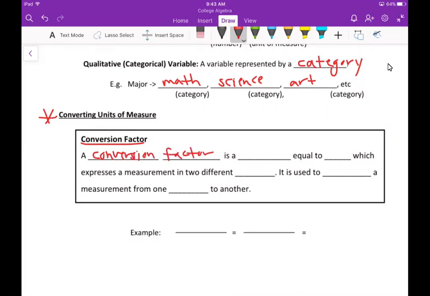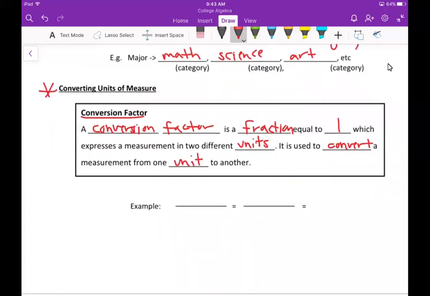So a conversion factor is actually a fraction that is equal to 1. And it's equal to 1 because it's going to express a measurement in 2 different units. So we're going to have 2 different units, but they're going to be equivalent. And when we have this fraction set up, it can then be used to convert a measurement from one unit to another. So I'm just going to give you first an example of a conversion factor.